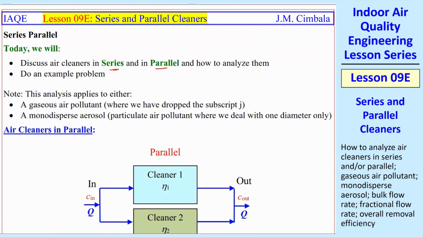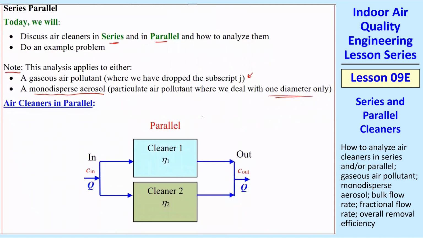Before we start, I want you to note that this analysis that we're doing today is for a gaseous air pollutant, where we've dropped the subscript J, or a monodisperse aerosol, so we're dealing with one diameter at a time. But we can extend this to a polydisperse aerosol. We just need to take a little bit more care because the cleaning efficiency for any cleaner will be different depending on the particle diameter. For gases, it's really not an issue.